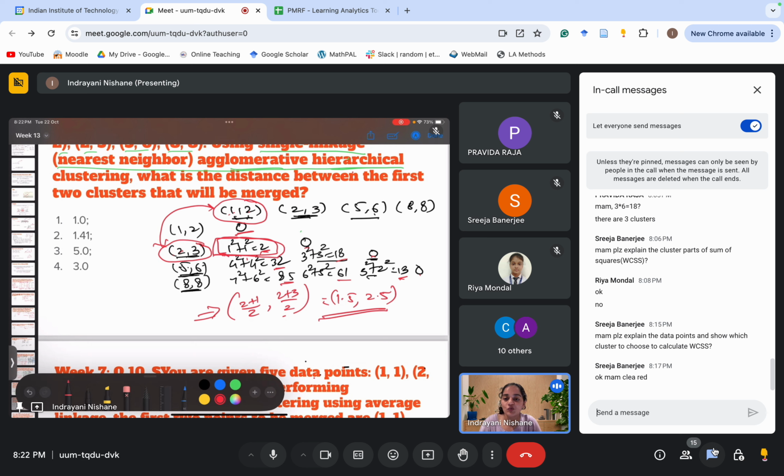But this is the sum of squares. Distance is the square root of (x1 minus x2) squared plus (y1 minus y2) squared. Now we have x1 minus x2 squared is 1 squared and y1 minus y2 squared is 1 squared. So the distance is the square root of 2. What is the value of the square root of 2? 1.41. That brings us to option 2.